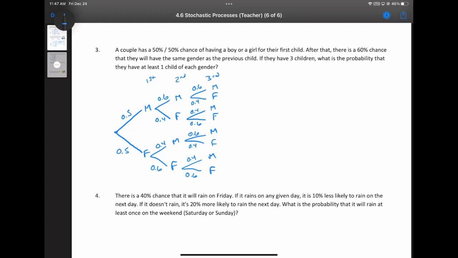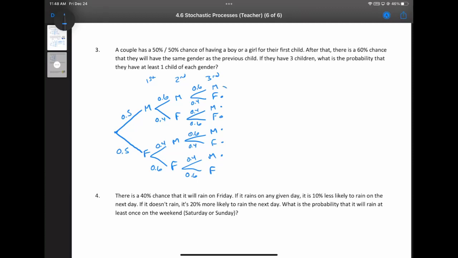So here we have male, male, female, male, female, male, male, female, female, female, male, male, female, male, female, female, female, male. Okay, so we have 6 scenarios that we could look at there. Those are 6 that meet our criteria. There's only 2 that aren't what we're looking for.